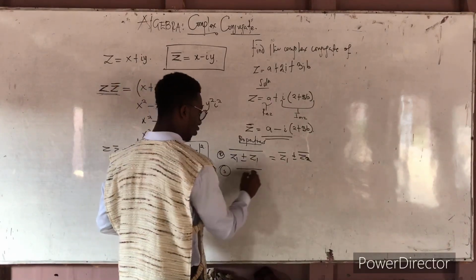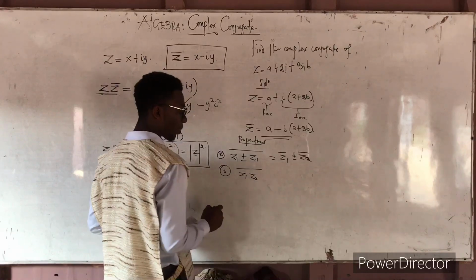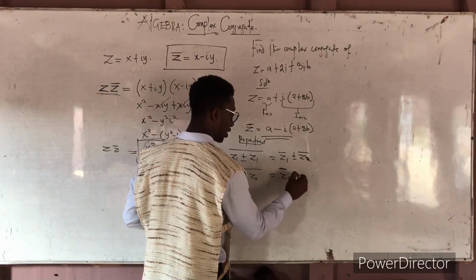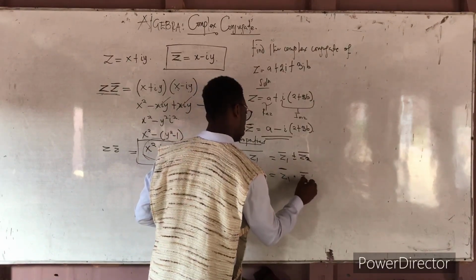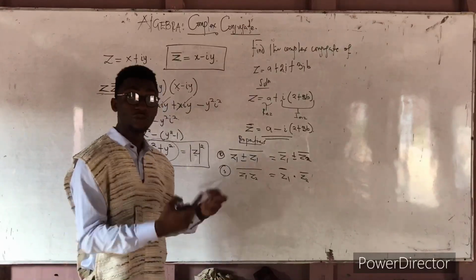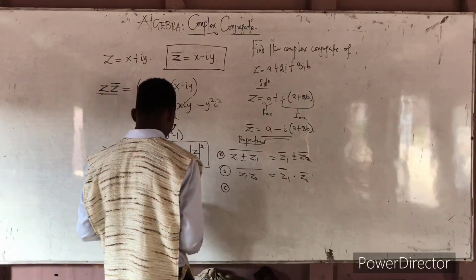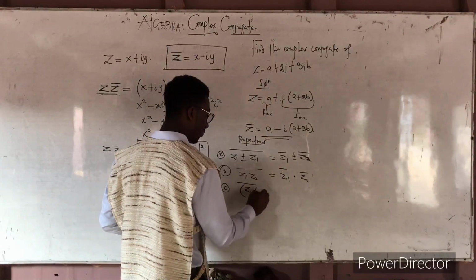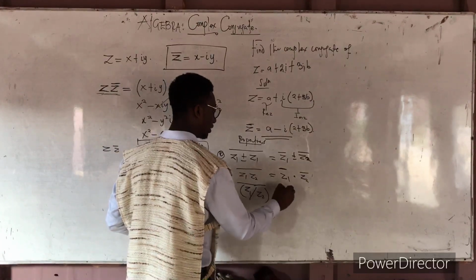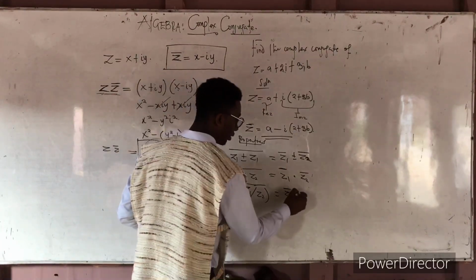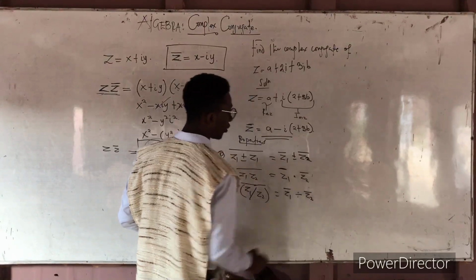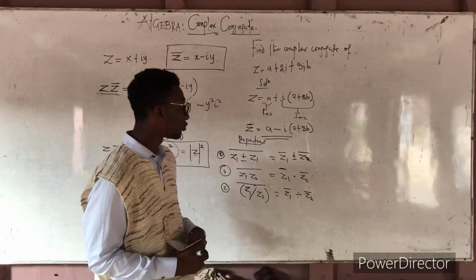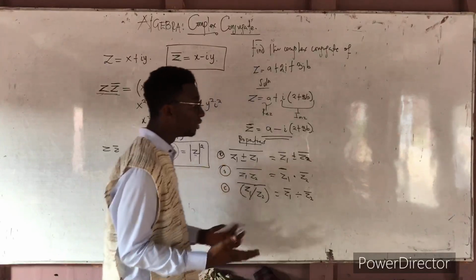Again, if you have the complex conjugate of the product of z1 and z2, it is equal to the complex conjugate of z1 times the complex conjugate of z2. You can find examples and prove this, and they'll all be valid. And the third one, if you have division, the complex conjugate of z1 divided by z2 is the same as the complex conjugate of z1 divided by the complex conjugate of z2. So these are three properties under the operational signs: addition, subtraction, multiplication, and division. You have to note that.